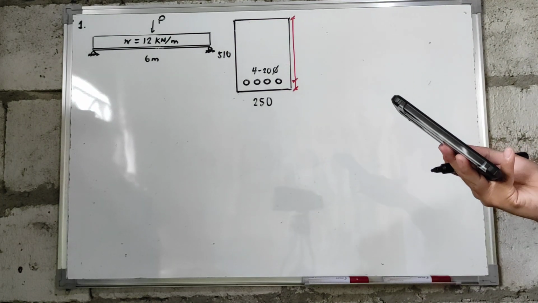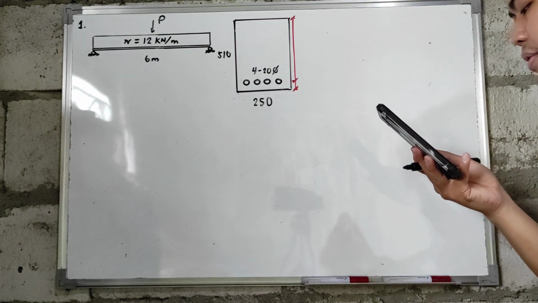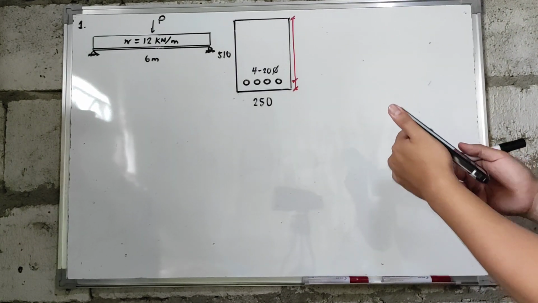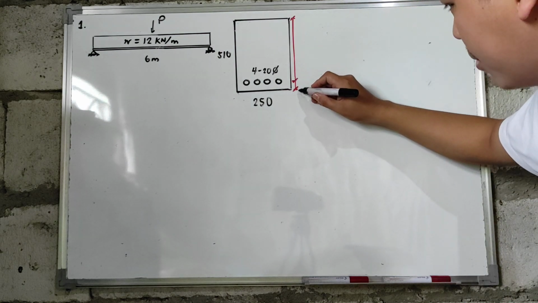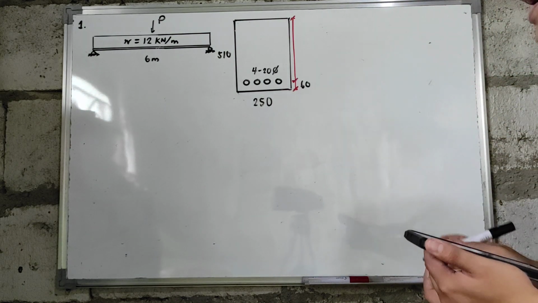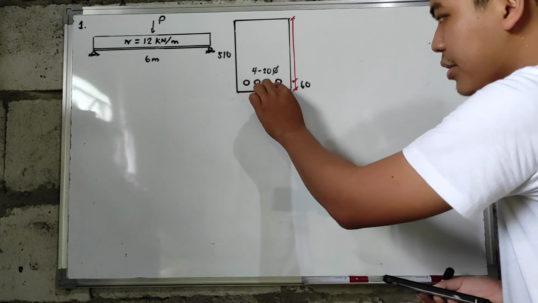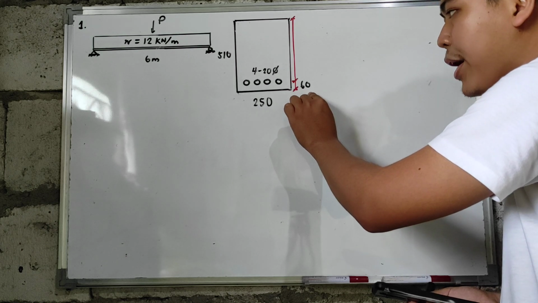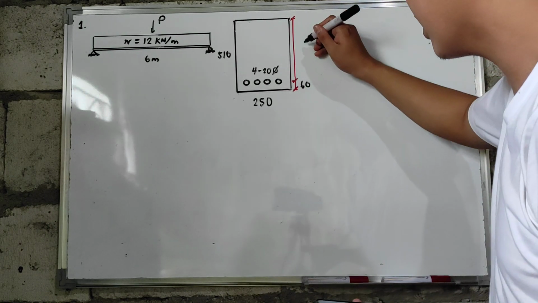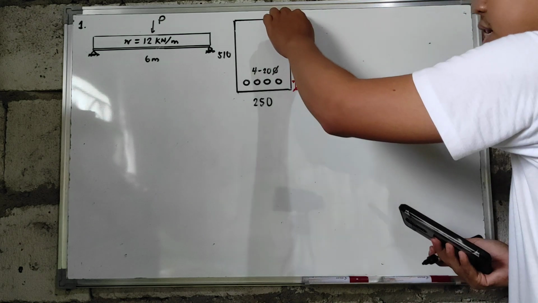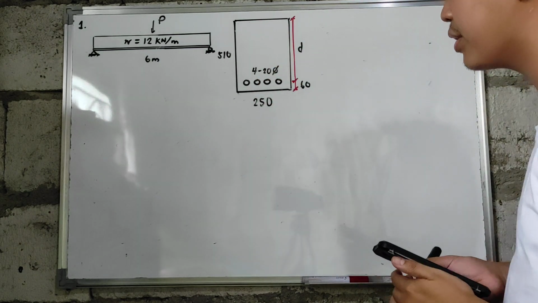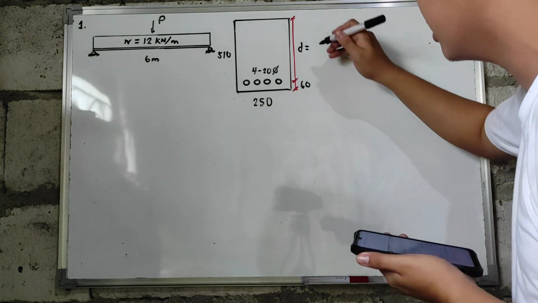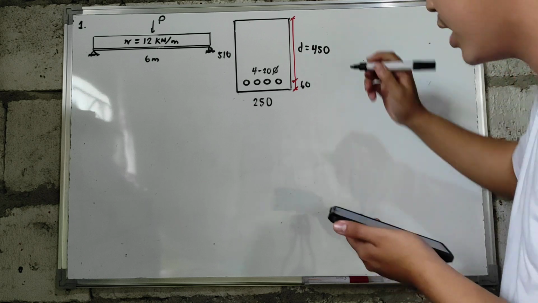The center of bars being 60 mm above the bottom of the beam. So yung sentro daw ng bars natin from the bottom, that is 60 mm. So from the center to the bottom of the beam, we have a distance of 60 mm. So meaning to say, yung effective distance natin from the top of your beam to the center of your reinforcement, that is 510 minus 60, which is equal to 450 mm.